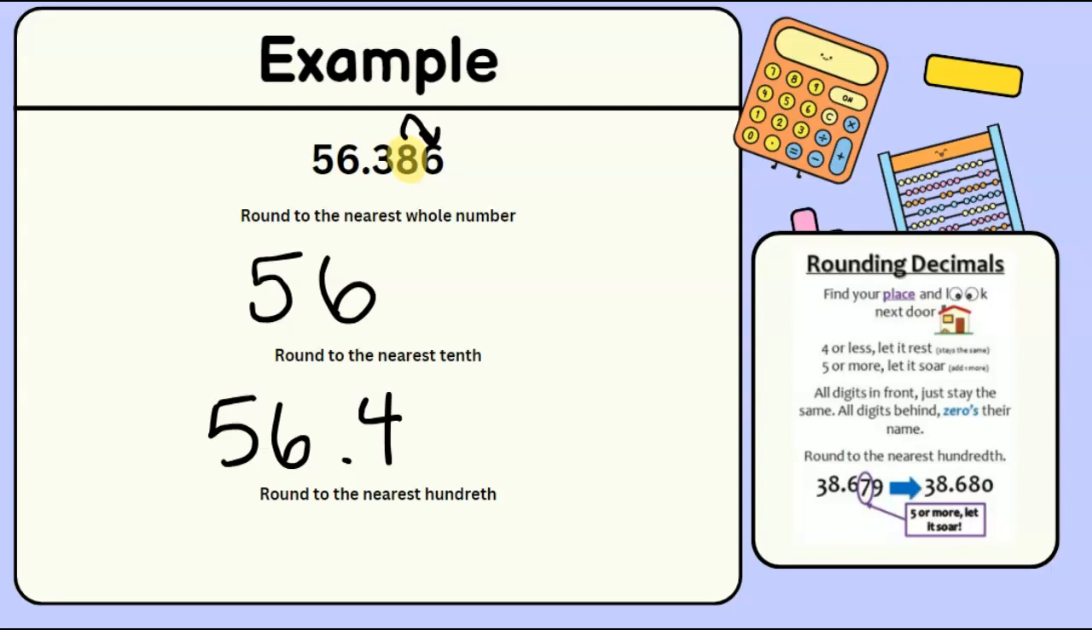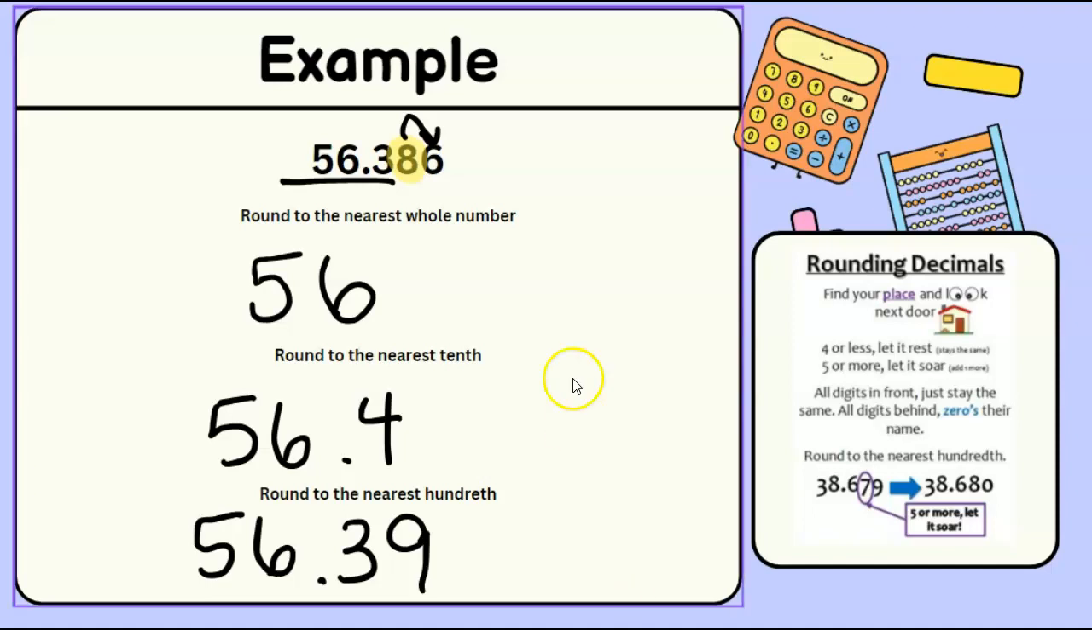That means I add 1 to it. 8 plus 1 becomes 9. Everything before stays the same. And then everything after becomes a 0 and disappears. So 56.386 rounded to the nearest hundredth is 56.39.